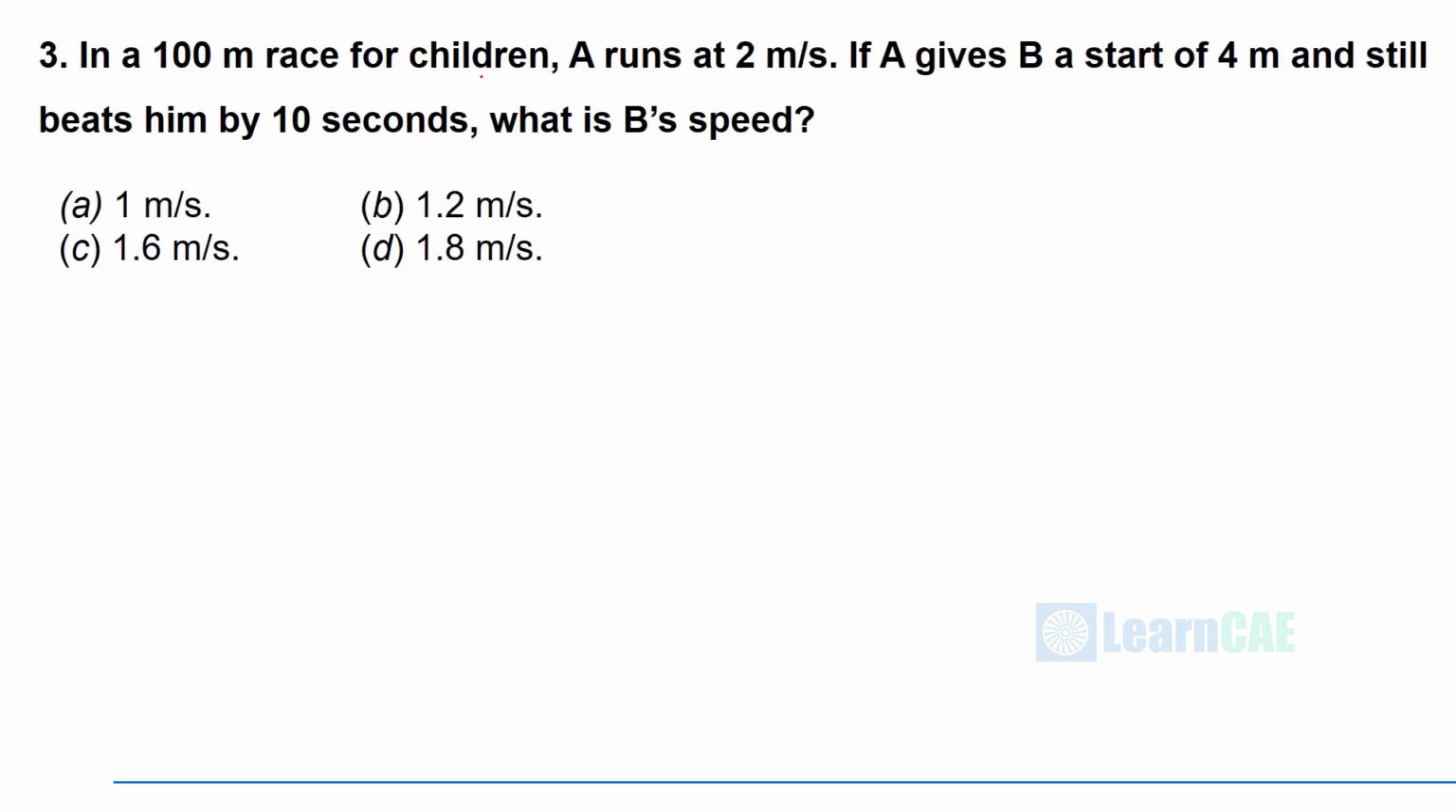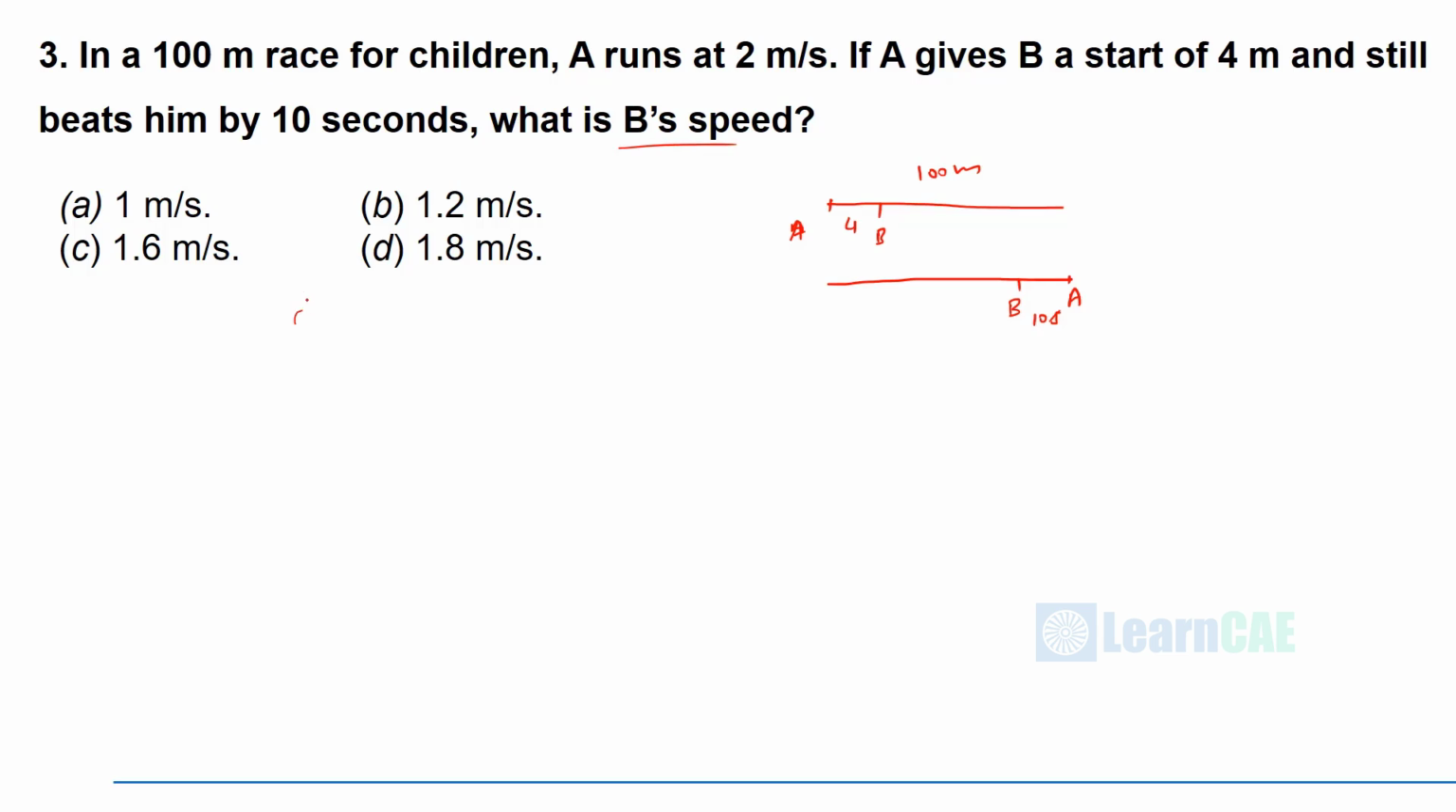In a 100-meter race for children, A runs at 2 meters per second. If A gives B a start of 4 meters and still beats him by 10 seconds, what is B's speed? Okay. There is a 100-meter race. A gives B a start of 4 meters. So A is here, B is here. The distance between A and B is 4 meters at the start. And at the end, A reaches first and beats B by 10 seconds. Okay. They are asking what is the speed of B.